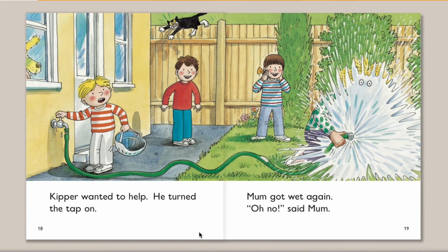Kipper wanted to help. He turned the tap on. Mum got wet again. Oh no, said Mum. Kipper turned the hose on, and Mum got a big fright. Look at her eyes. The kids think it is so funny, but Kipper and the dog are shocked.